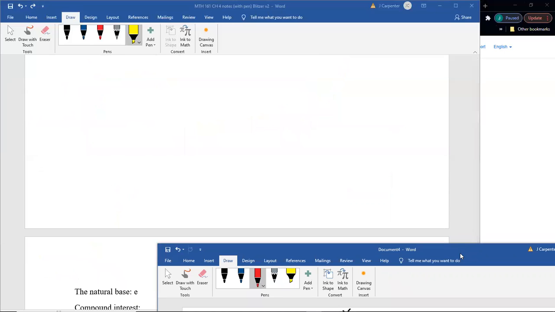To close out this section, we're going to talk about the natural number e, the natural base e. E is very similar to pi. It's not a variable, it's a number. E is very, and I mean very, similar to pi. Pi is 3.141592 and so on, goes on forever and ever. It's what we call an irrational number, which means the decimal doesn't terminate or repeat.